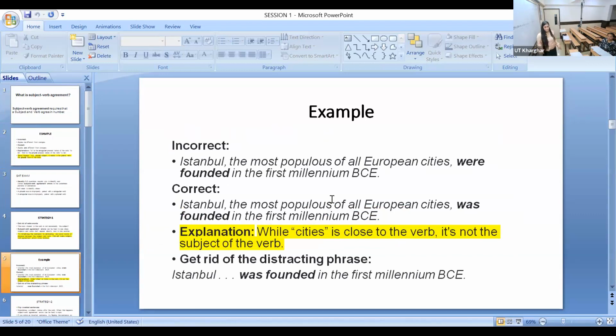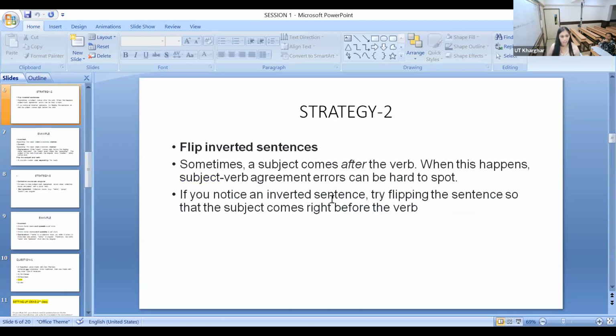Why did I say that? It should not be, "Istanbul, the most populous of all European cities, were founded." Why not were founded? Why was founded? What is the subject over here? Istanbul. So a lot of children get confused because of cities, the plural word, and this we need to be careful about.